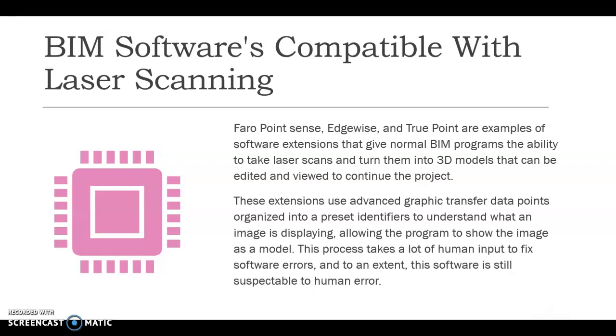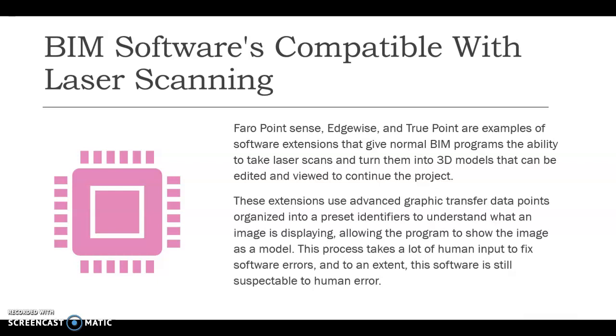BIM software compatibility with such scanning. FarrowPoint Sense, Edgewise, and TruePoint are examples of software extensions that give normal BIM programs the ability to take laser scans and turn them into 3D models that can be edited and viewed to continue the project. These extensions use advanced graphing transfer data points organized into preset identifiers to understand what an image is displaying, and then allow that program to show the image as a model.